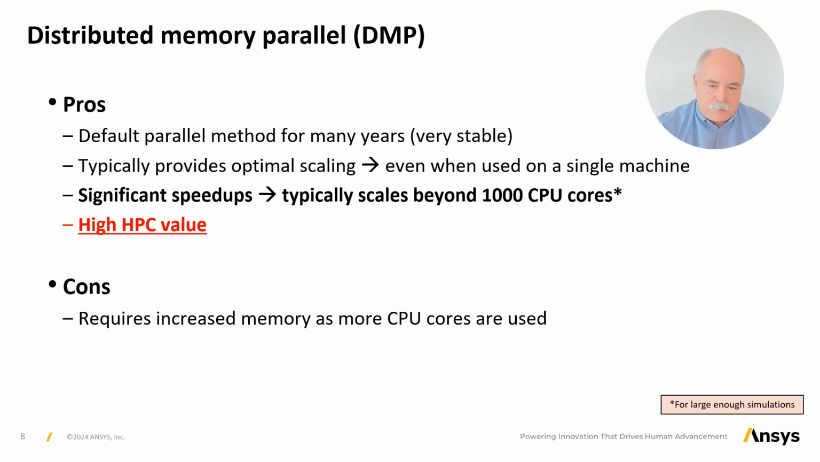It provides optimal scaling even when used on a single machine. And we see significant speedups beyond 1,000 cores, if we really want. Of course, when there's light, there's also darkness, meaning you have to pay for the increased number of cores with an increased memory requirement. So you have to make sure that the cluster is equipped with enough memory to do these kinds of simulations in an efficient way.